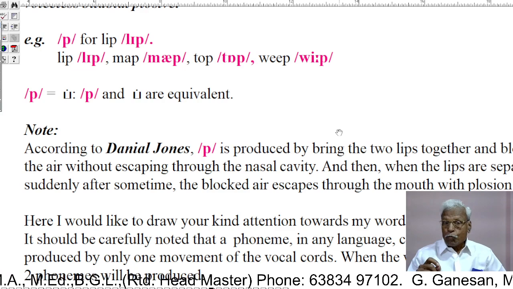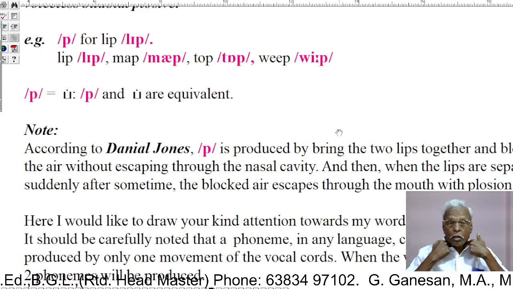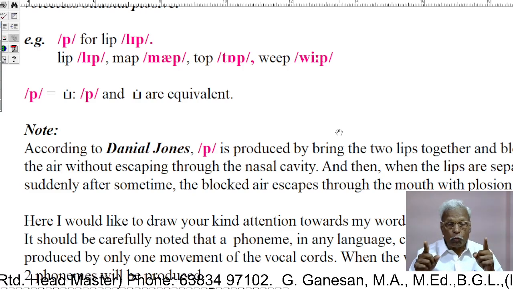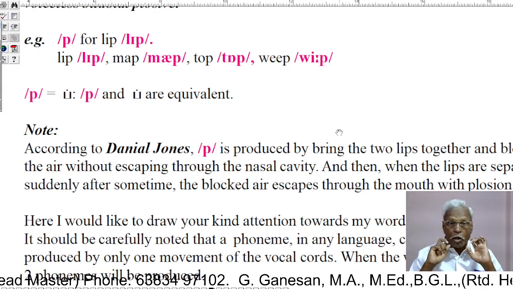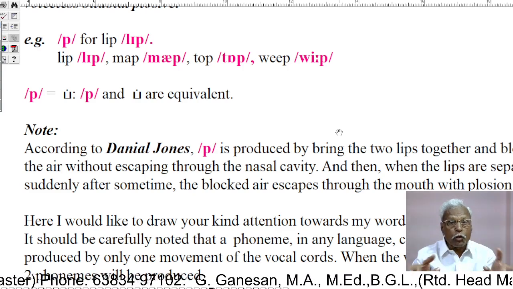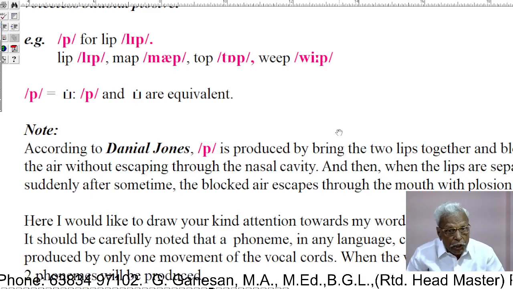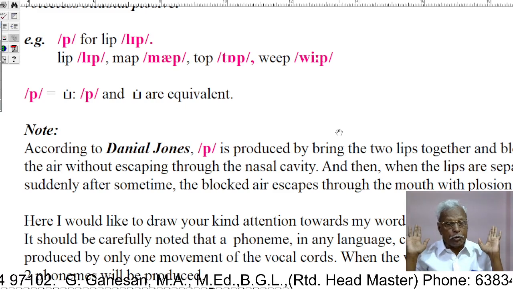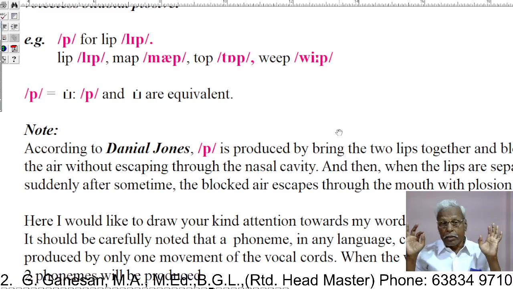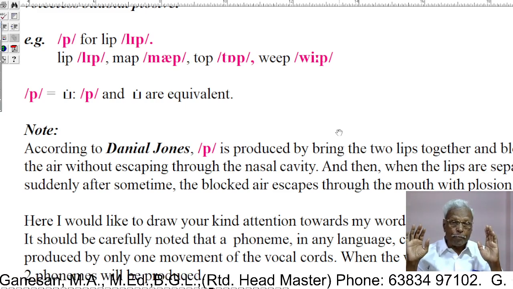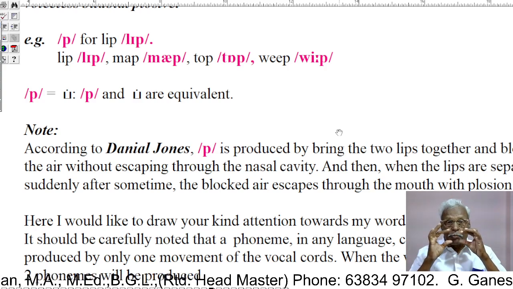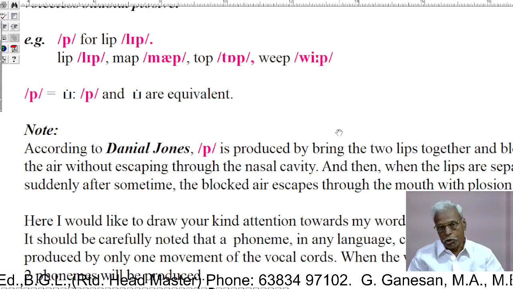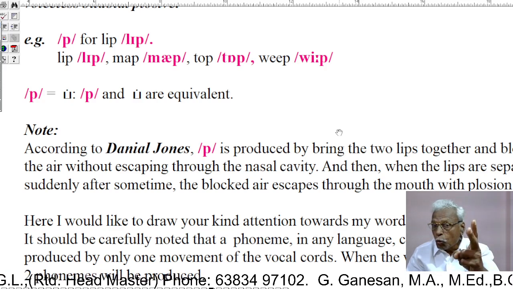That is, when the vocal cord vibrates once, it produces one phoneme. If it vibrates twice, then two phonemes will be produced. In such a way, when the vocal cord vibrates one time, one phoneme will be produced. But in this case, Daniel Jones says to bring the two lips together, one movement, and separate them, second movement. So two phonemes will be produced.